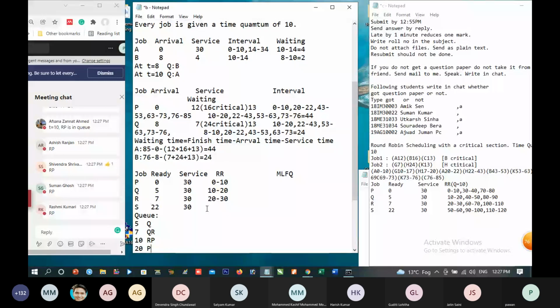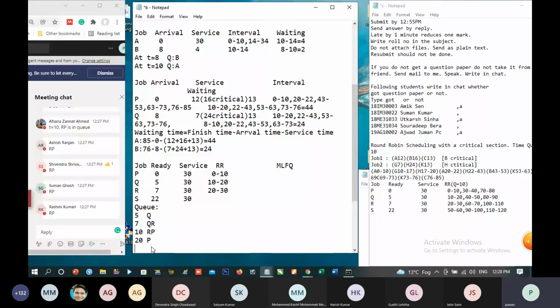Now, we shall see that at time t equal to 22, S will be coming to Q. And P is already there in the queue. So S is after P. Can you see this? And we shall see the difference in multi-level feedback queue that this is not permitted.